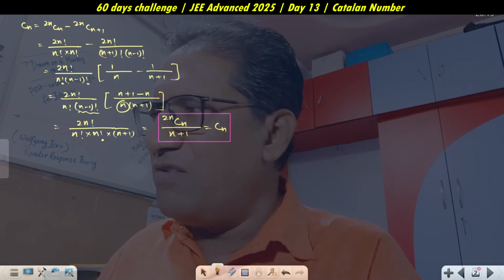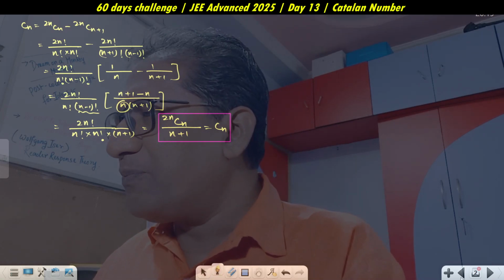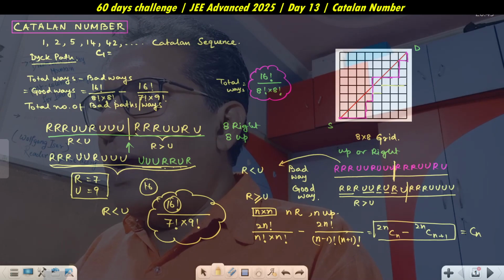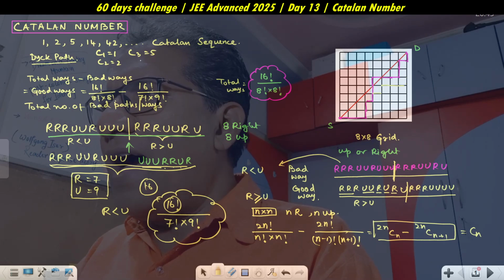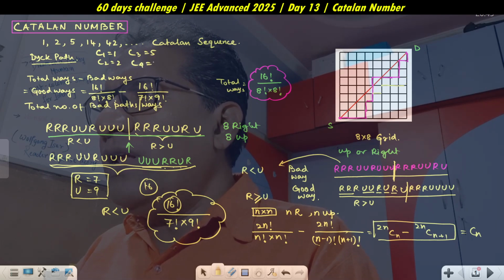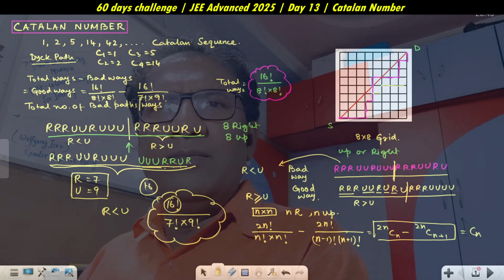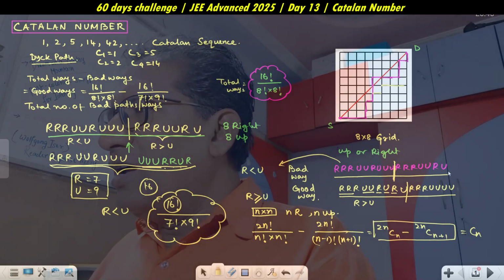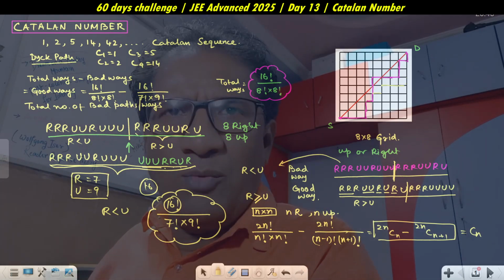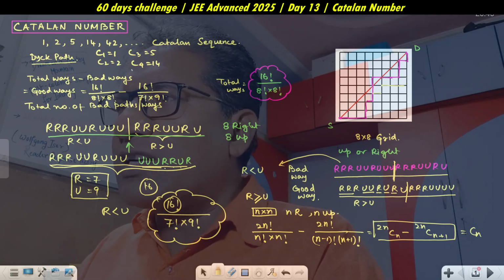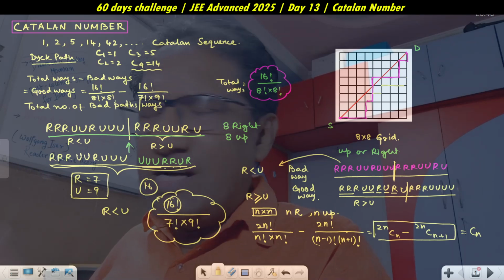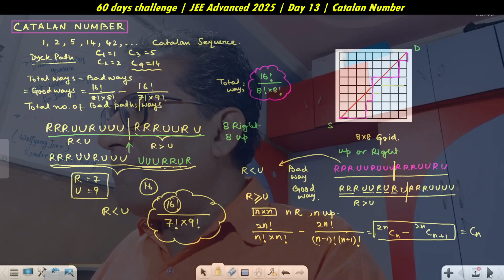Is it clear to everyone? Now you can see this: your C1 is 1, C2 is 2, C3 is 5, C4 is 14 and so on. Let me just check through this formula what our C4 is coming. Actually, our C4 is coming to 14. Now let us verify the formula.